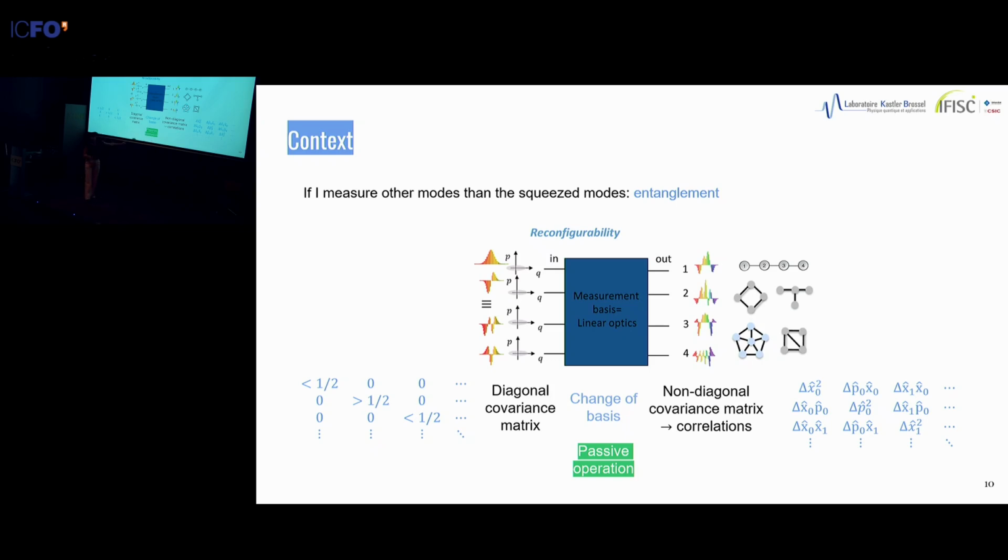I basically just do a change of basis. So I go from a diagonal to an off-diagonal, a non-diagonal covariance matrix, meaning that now with these new modes, I have correlations, so entanglement, between them. And this measurement basis change is a passive operation, so it's not so difficult to do. It doesn't require a lot of energy.